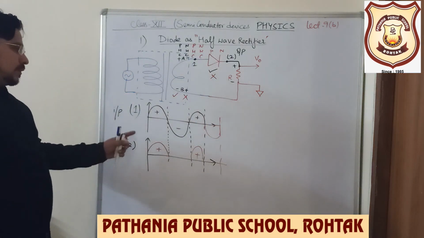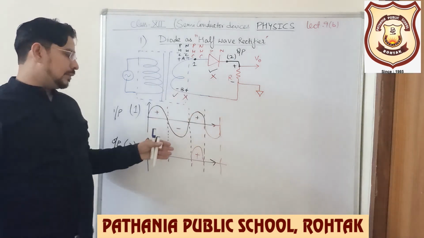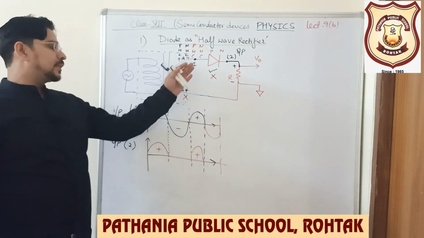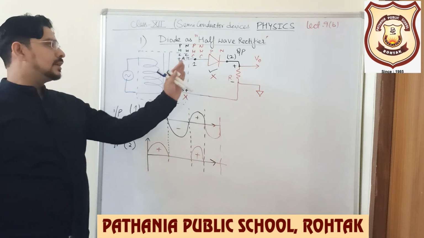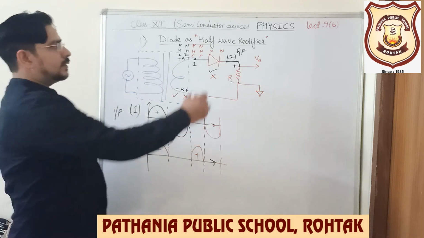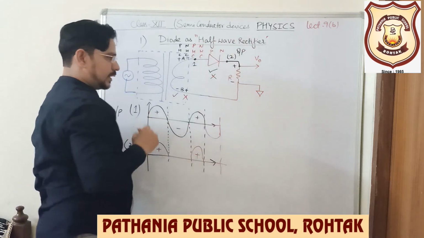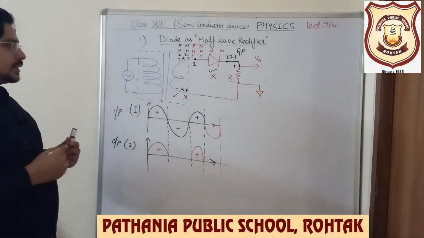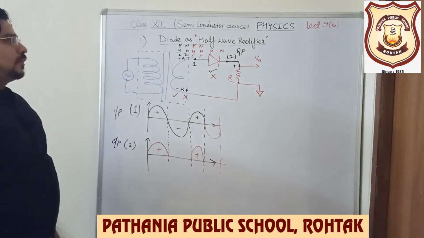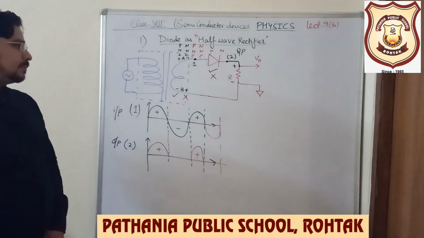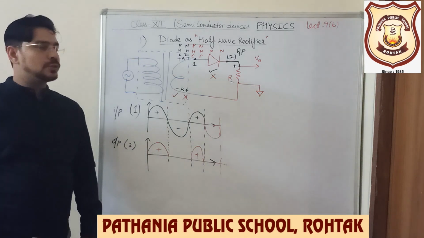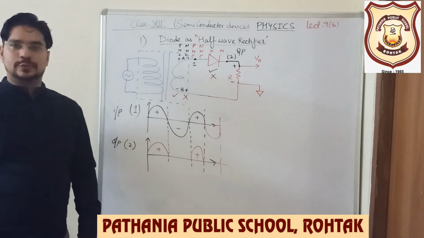So you can observe that only half of the wave, the positive half, is coming in the output, while the other negative half is stopped by the diode. That is why this circuit is known as a half wave rectifier. I hope it's pretty clear. This is the working, quite simple. After this we have the full wave rectifier. After this I will discuss with you the diode as a full wave rectifier.